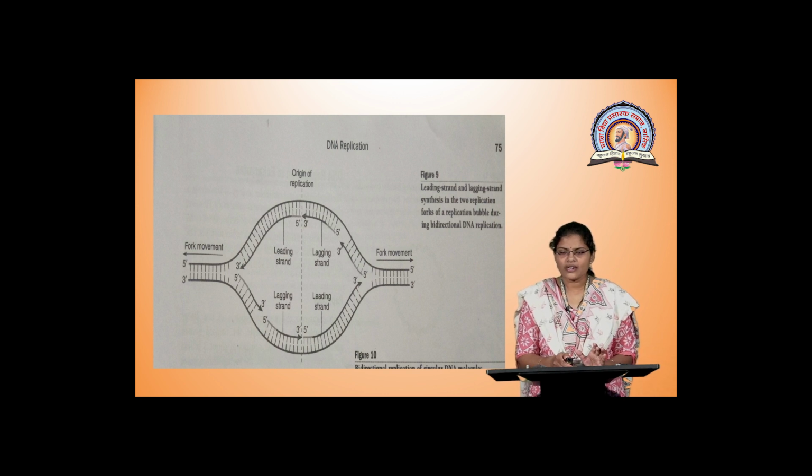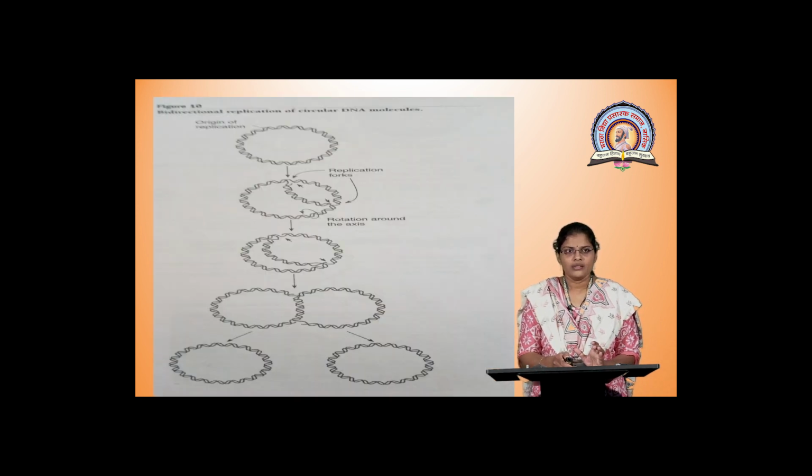So, leading strand and lagging strand synthesis occur in the two DNA replication forks of the replication bubble during bidirectional DNA replication. At the origin of DNA replication, when DnaA protein binds and other proteins come and bind, there is formation of a replication bubble, and after that a formation of replication forks. And this replication fork contains leading strands and lagging strands in which the DNA is going to be synthesized. This is the bidirectional mode of replication of DNA.